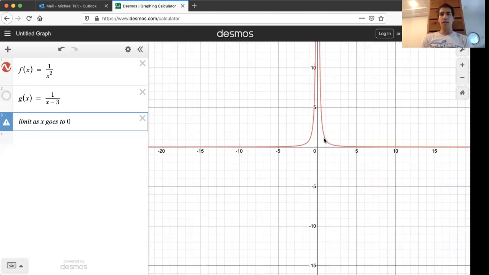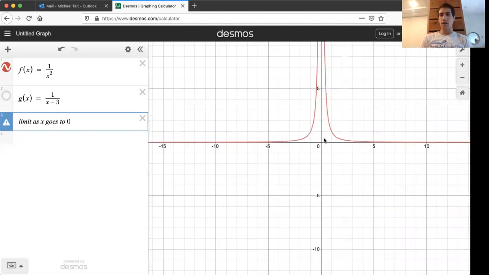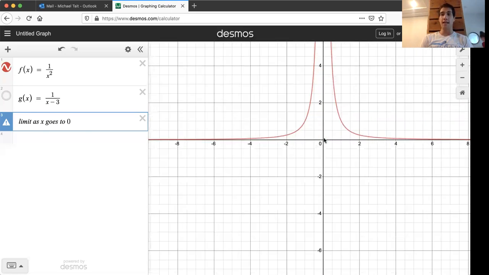Let's look at what the function looks like, and the graph is showing us that. As x goes to 0, the function is blowing up. There's a vertical asymptote here. The function is tending to infinity as x goes to 0. So it's getting arbitrarily large. So this limit is infinity.